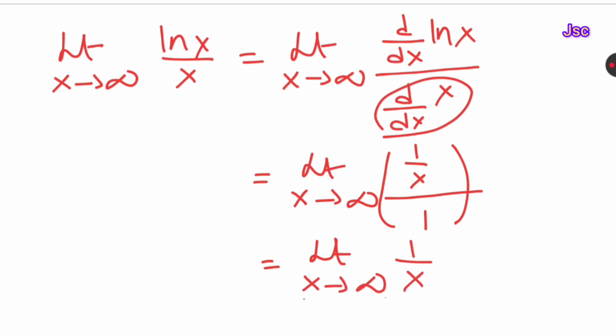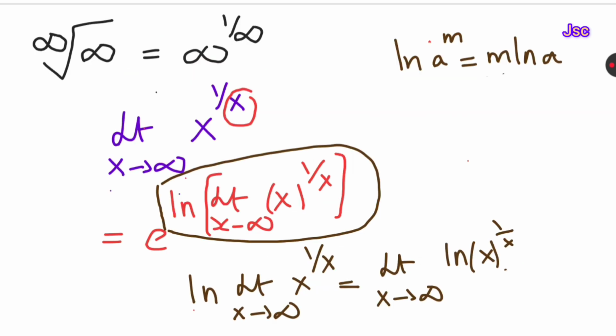Now substitute x as infinity. So that is equal to 1 over infinity. The value is 0. So the limit as x tends to infinity of ln of x raised to power 1 over x has value 0. So let's substitute here. That is equal to e raised to the power of 0, and the value is 1.